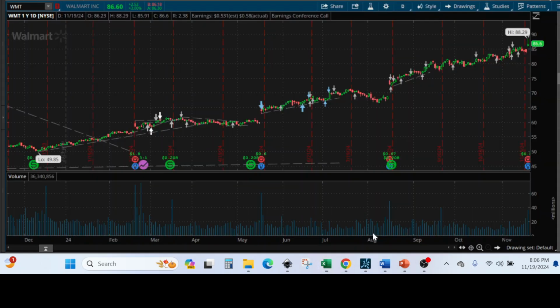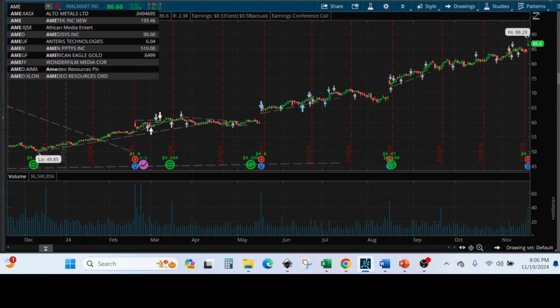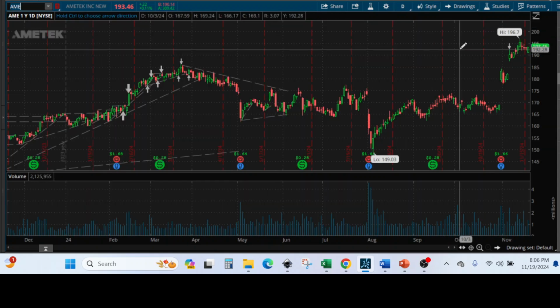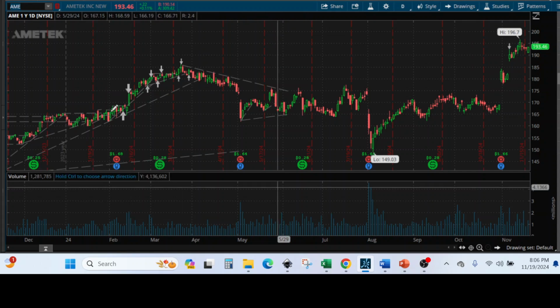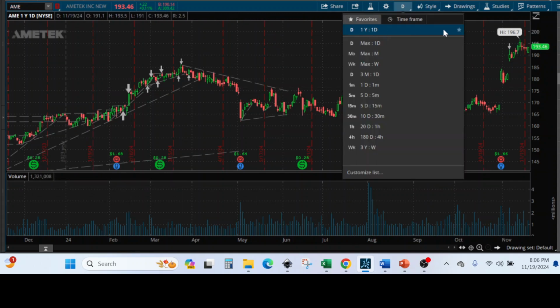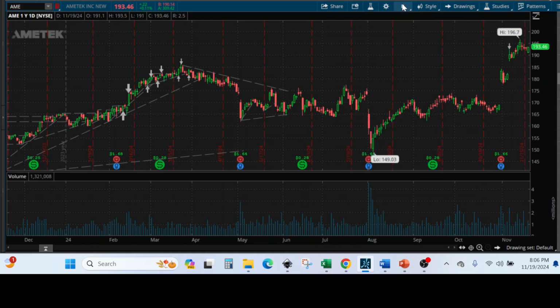So the first one is AME. And I'm using the daily chart. We swing trade on the daily chart, and the time frame here is 1 year. So we have a 1 year daily chart, and the master list is the list that I just keep trading day after day. Therefore, I will use the 1 year daily chart to do the analysis.